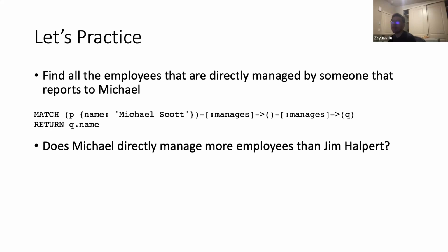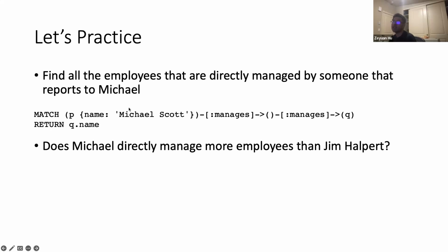Here our pattern is P, which has name Michael Scott, and then we have edges with the label manages. And here we have something new going on. We use these empty parentheses to indicate that any node works, meaning that we don't have any preference on what that node is, as long as there's some node in the graph. And then such a node has to be managed by Q, and then we return Q.name. So you can basically write this pattern and then match directly as the query.